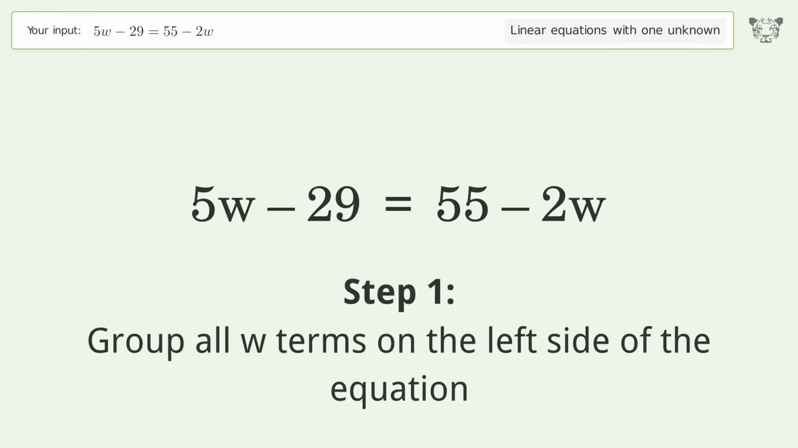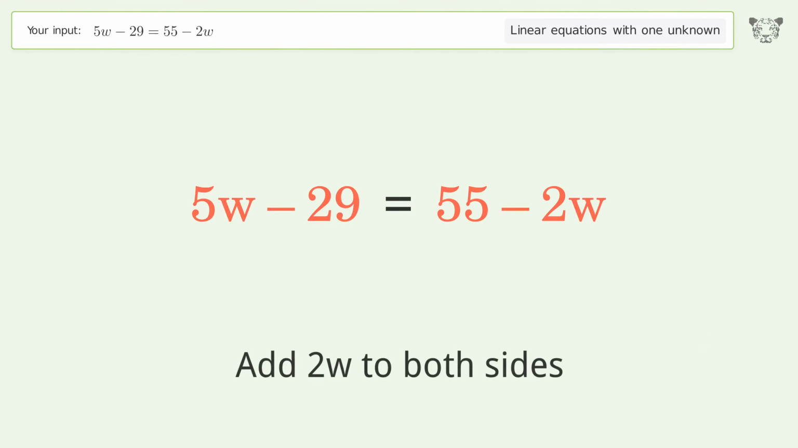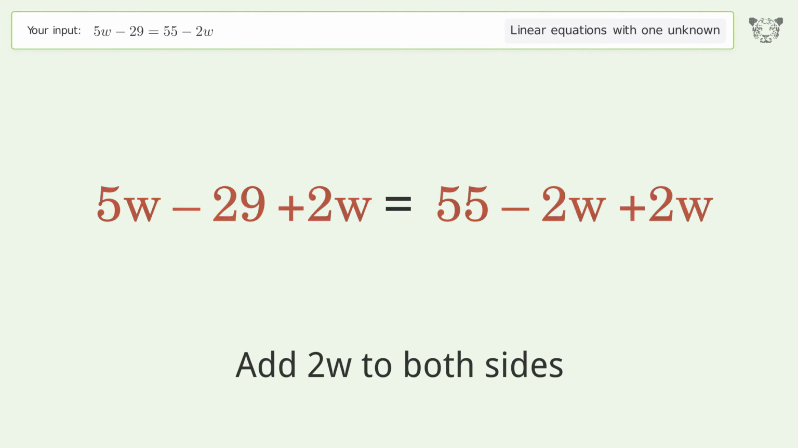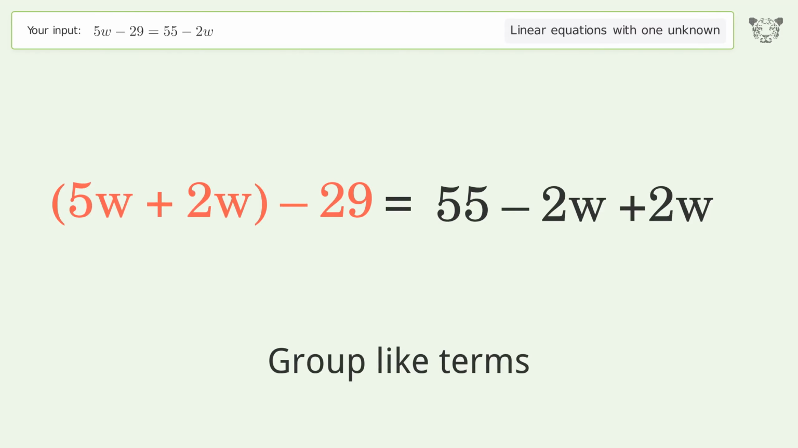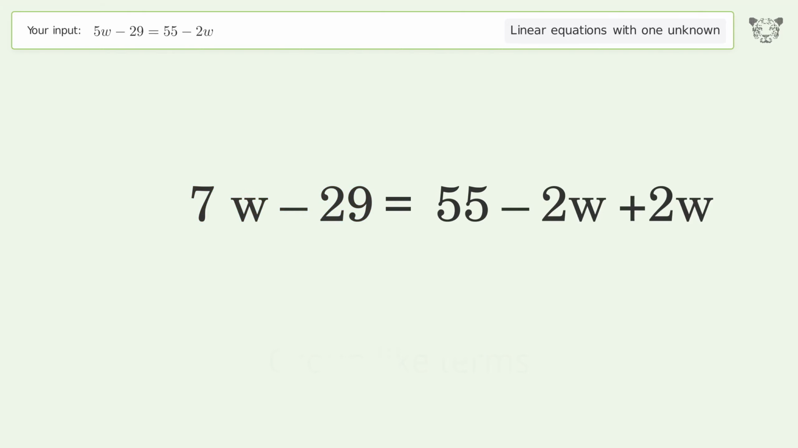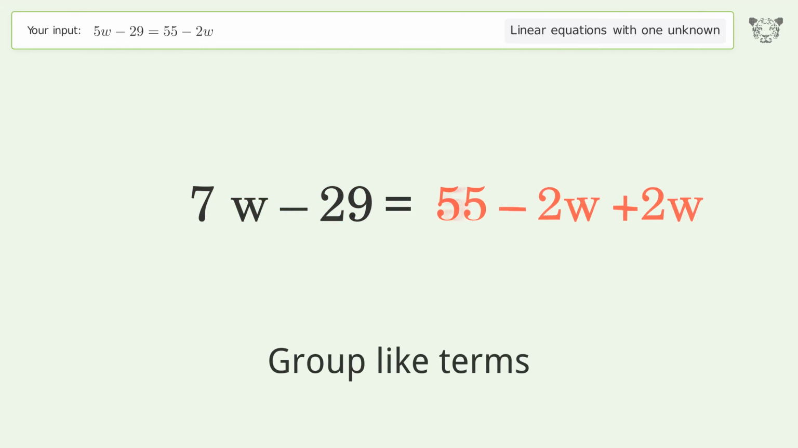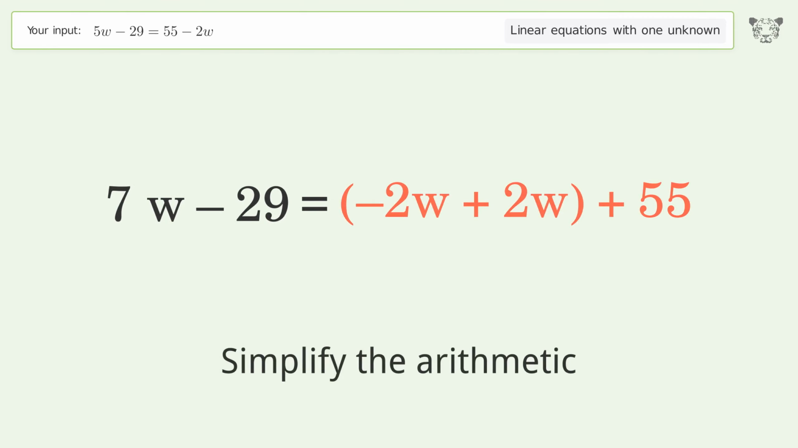Group all w terms on the left side of the equation. Add 2w to both sides. Group like terms. Simplify the arithmetic. Group like terms. Simplify the arithmetic.